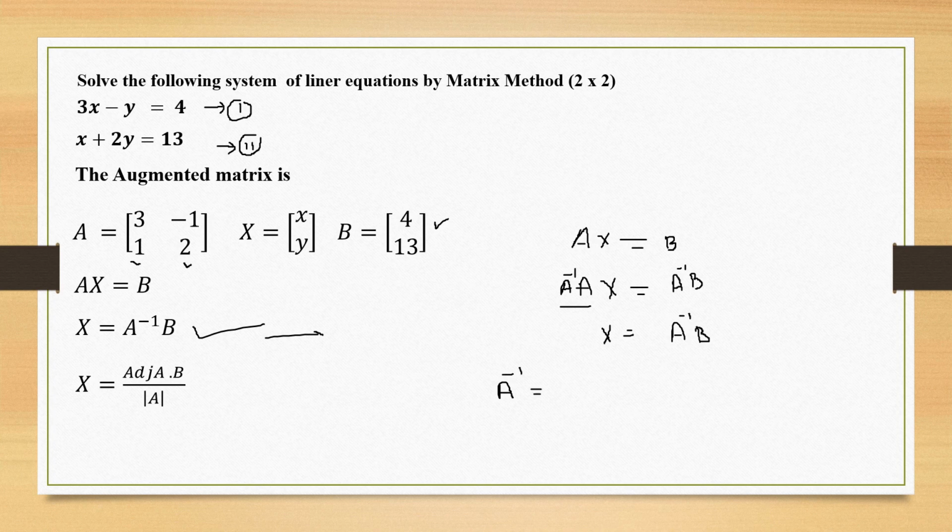Actually A inverse is equal to adjoint of A divided by determinant of A. So in place of A inverse, I wrote adjoint of A divided by determinant of A, and then multiply by B. First of all, this is matrix A. We will find out the determinant of A.